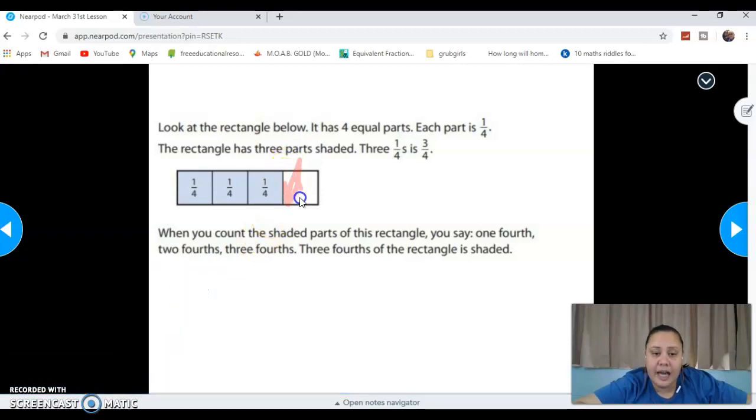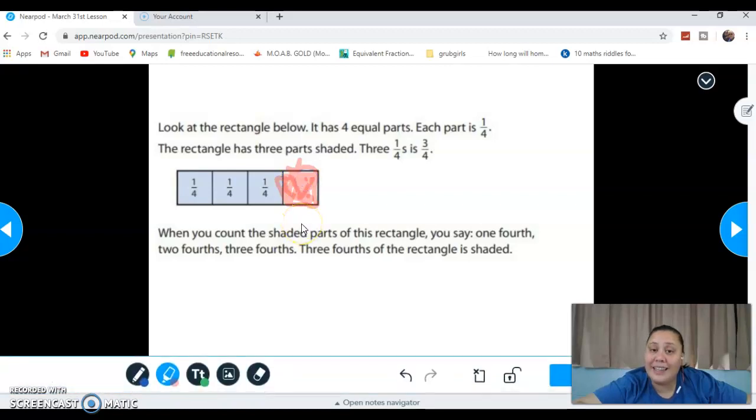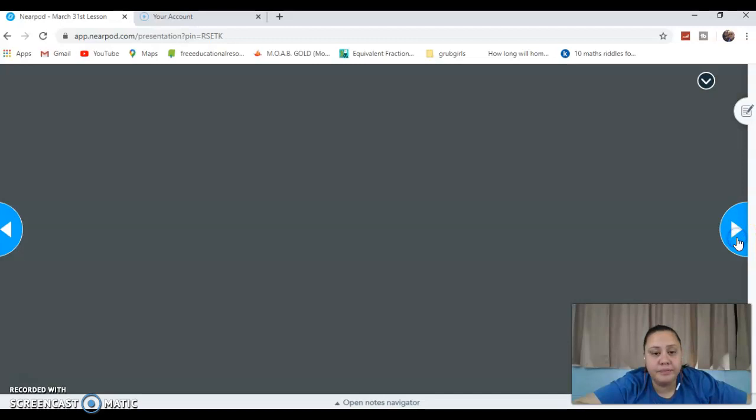So if we were to shade, and I'll go ahead and shade this one here, if we were to shade the last one, oof, I definitely haven't been coloring within the lines. Oh boy. If I were to shade that last one, then I would have shaded the last 1/4 piece. And if the question were how many parts are shaded, we would say what? 4/4 or 1 whole. Okay, great. Go ahead and move on.